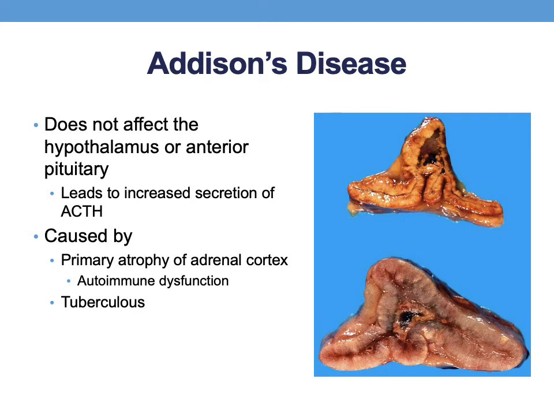It does not affect the hypothalamus or the anterior pituitary, so they will still be able to release their hormones. Addison's disease will lead to an increased secretion of adrenocorticotropic hormone. It's caused by primary atrophy of the adrenal cortex, most commonly associated with autoimmune dysfunction, but it also can be caused by tuberculosis.